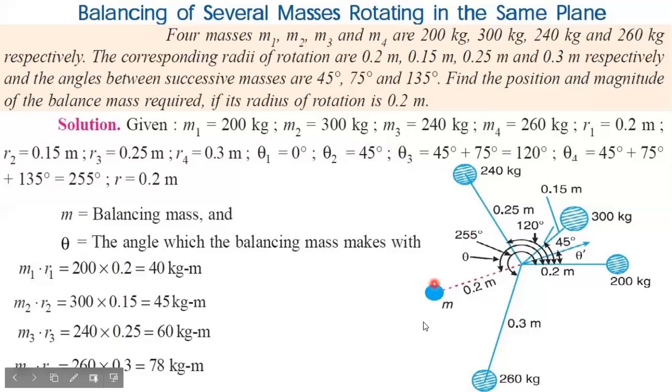We are going to determine the unknown mass, the mass whose value we need to determine, and we also need to determine how much angle it makes from the reference axis, that is from mass M1. So M will be the balancing mass and theta is the angle which the balancing mass makes with the reference one. We need to form the tabular column.